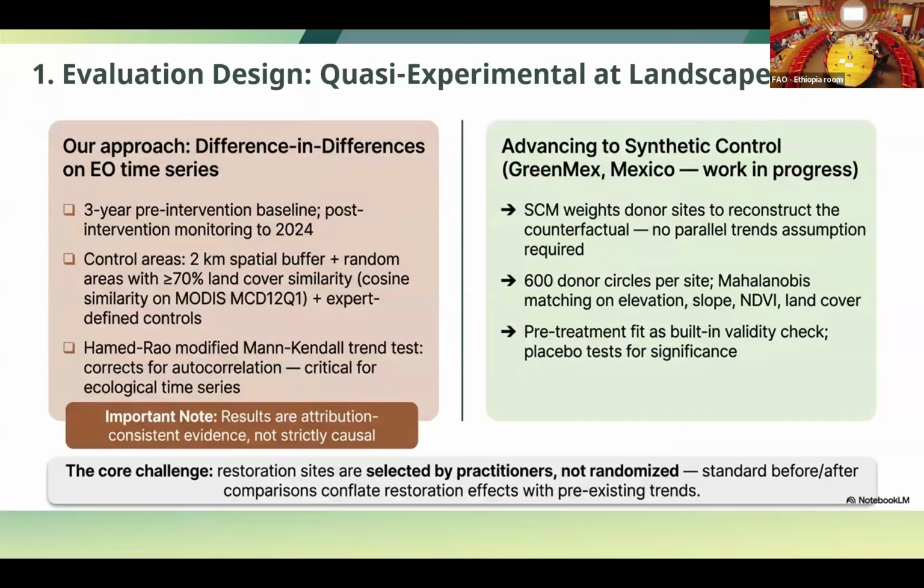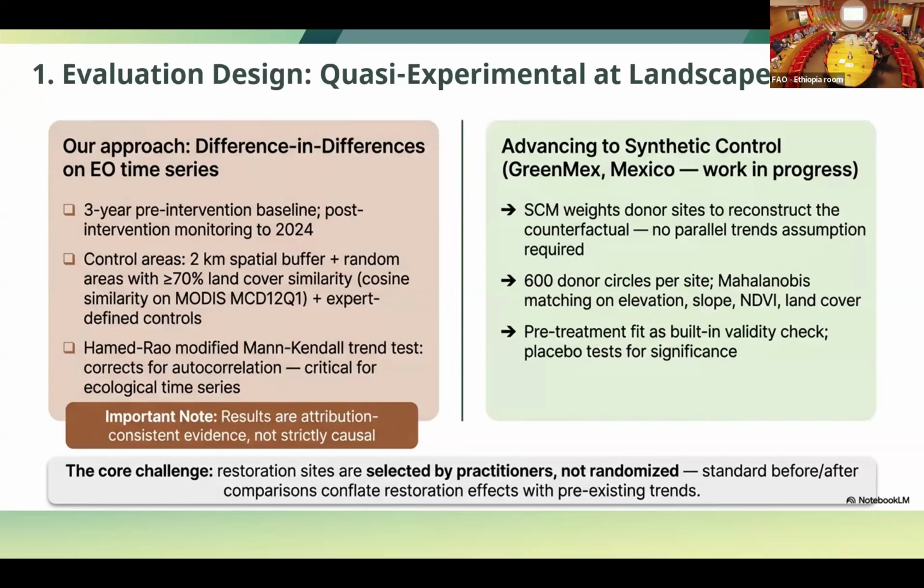So we know that the restoration sites are not randomized. Practitioners choose them, often the most degraded areas, often the most accessible, often where political will exists. This means a simple before and after comparison will always overestimate impact, because the site was likely on a recovery trajectory anyway, or understate it because it started from a worse baseline.